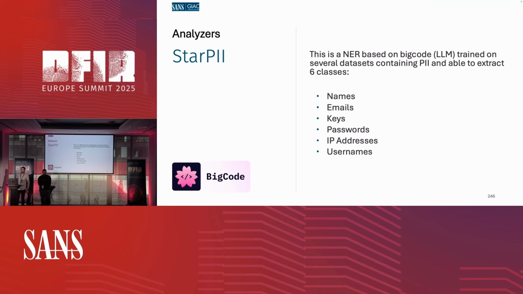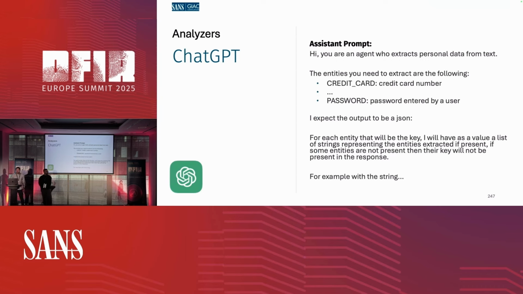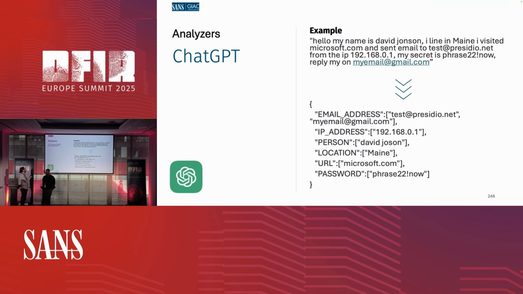First, we use BigCode's NER, named entity recognition, trained on several datasets containing PII, and able to extract six classes: names, emails, keys, passwords, etc. We also use ChatGPT. To use ChatGPT as a classifier, we need to create an assistant, and this is the assistant prompt. Hi, you're an agent to extract personal data from text. These are the entities you need to extract: credit card, password, and I expect the output to be JSON. For each entity, you need to extract it and make it available in JSON format. So this is the example, and I expect this as output.